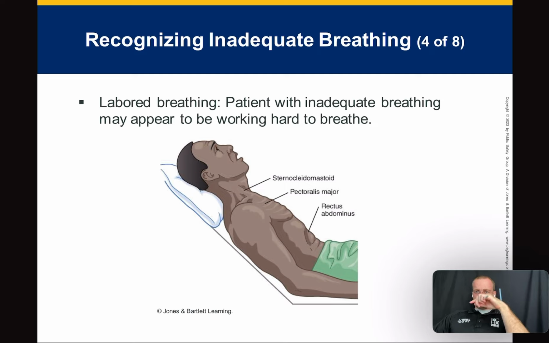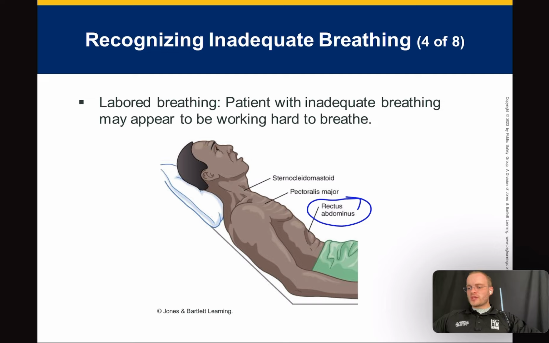So the patient has labored breathing. We don't say they're breathing bad. We say they have labored breathing or they're in respiratory distress, okay? A patient with inadequate breathing may appear to be working hard to breathe. So you can also see accessory muscle usage.